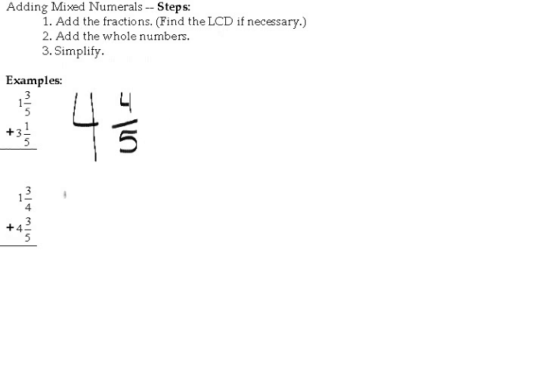So let's take a look at this second example. This one's a little bit more complicated. Here we have 1 3/4 plus 4 3/5. So our very first step is to find the least common denominator because we have different denominators. So we need to find a common denominator for 4 and 5. And our common denominator would be 20.